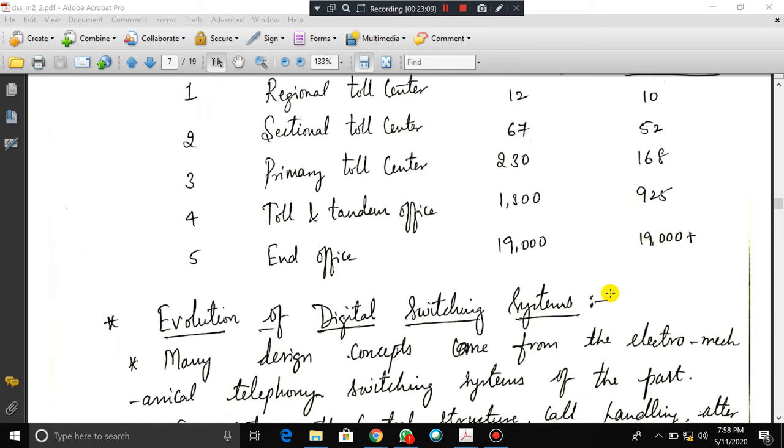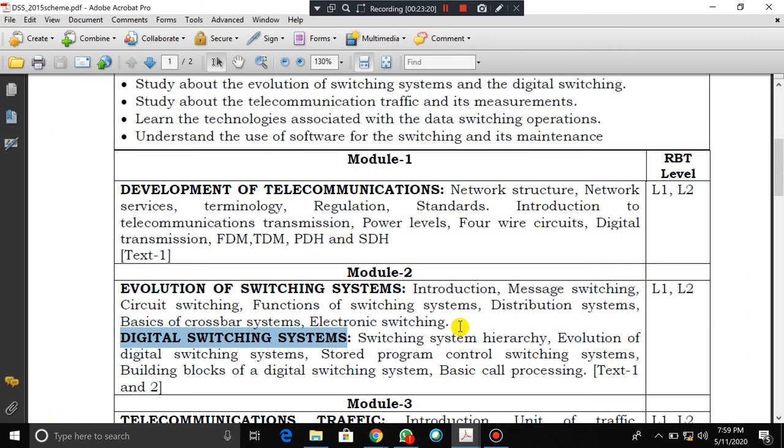Fine. So the next topic is the evolution of digital switching systems. Let me stop at this point. We'll continue in the next class. We are done with this many topics today. The evolution of digital switching systems, we'll continue from the next class.